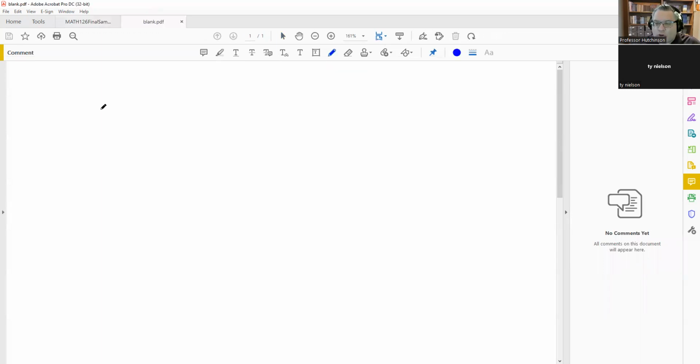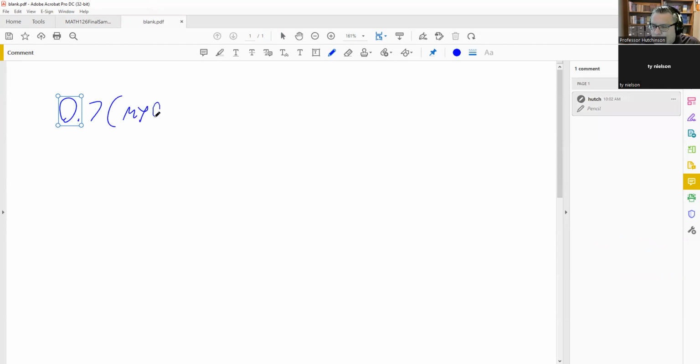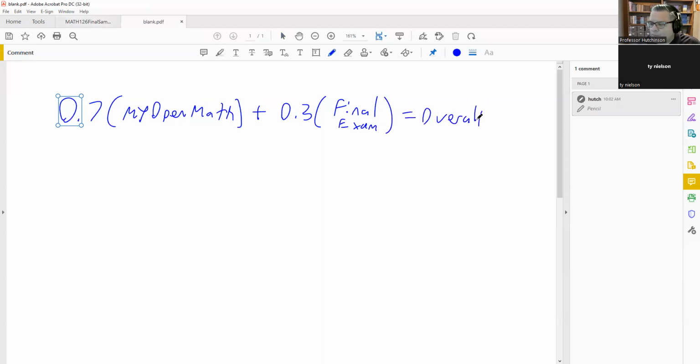Right now, the score that's in MyOpenMath is giving you 70% of your overall score. So you do 0.7 times MyOpenMath. That's the score that's currently showing in the gradebook now. And then we have plus 0.3 times the final exam. Okay, and then this is going to give you the overall score. So this is the formula that you can use to calculate your overall grade.